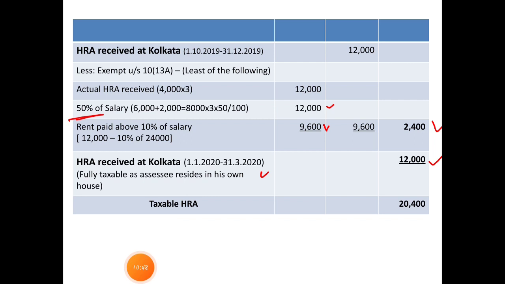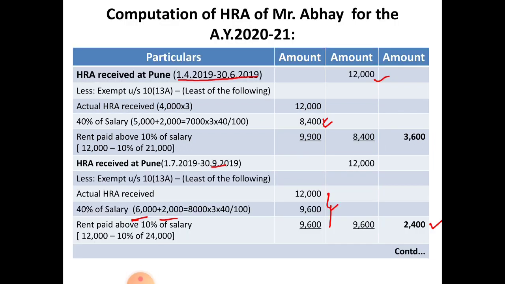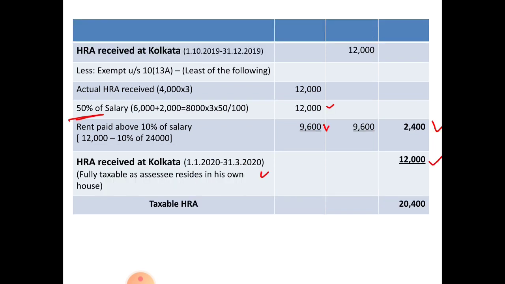So the total HRA taxable amounts to rupees 20,400. That is 3,600 in the first situation, 2,400 in the second situation, then 2,400 in the third situation and 12,000 in the fourth situation. Total is 20,400. This is about the calculation of HRA in different situations in one problem. This may come for your exam. Thank you. Let us discuss many other problems in the next session.